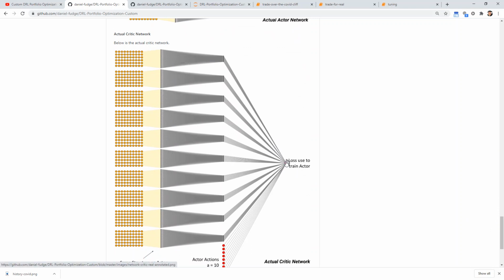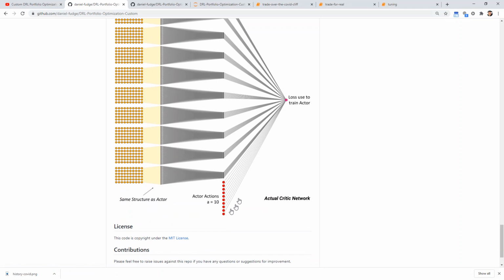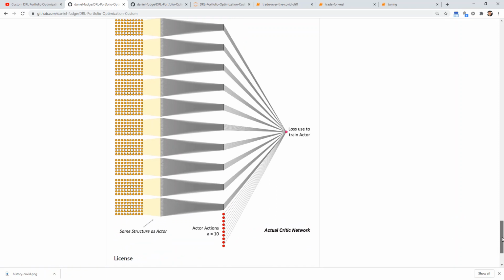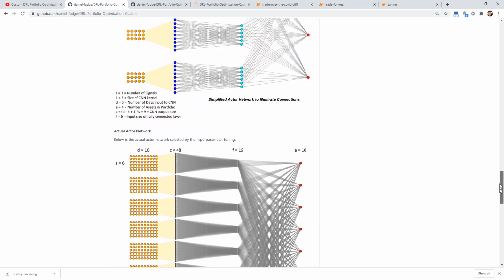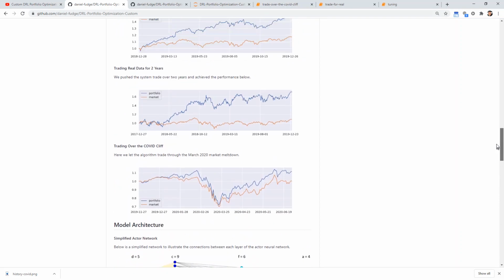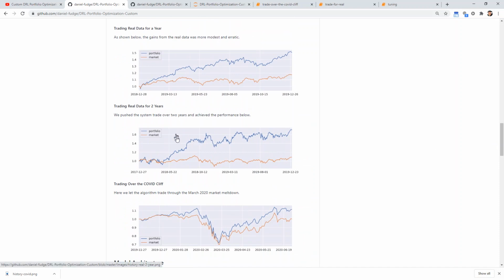And then at the end, instead of having 10 output nodes out here, we only have 1 output node, which is a loss. And then there's also this addition here of the actions. So that's the model that we end up choosing overall. And as you can see, it did fairly well. Again, this is the simplified view. It did fairly well, either over a year, 2 years, and then trading down over the cliff. So I'm quite happy with its performance.